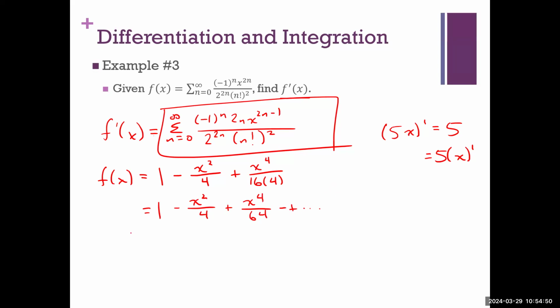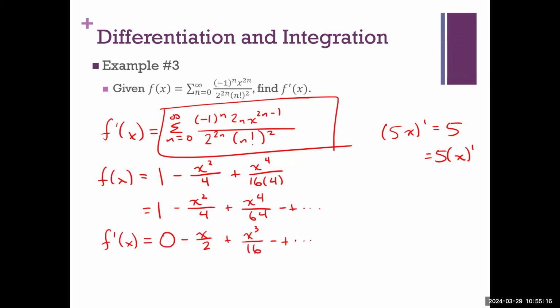Do we agree with those 3 terms? Can I take derivatives of those? What's the derivative of zero, of one? Just give it away. What's the derivative of the next one? Minus x over 2, plus x cubed over 16.